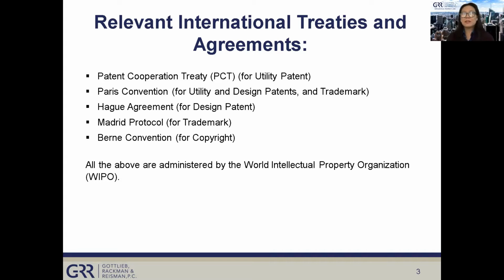Note that these treaties and agreements only facilitate securing, and to some extent maintaining, foreign protection. But there's no such thing as an international patent or international trademark that affords protection for the entire world.